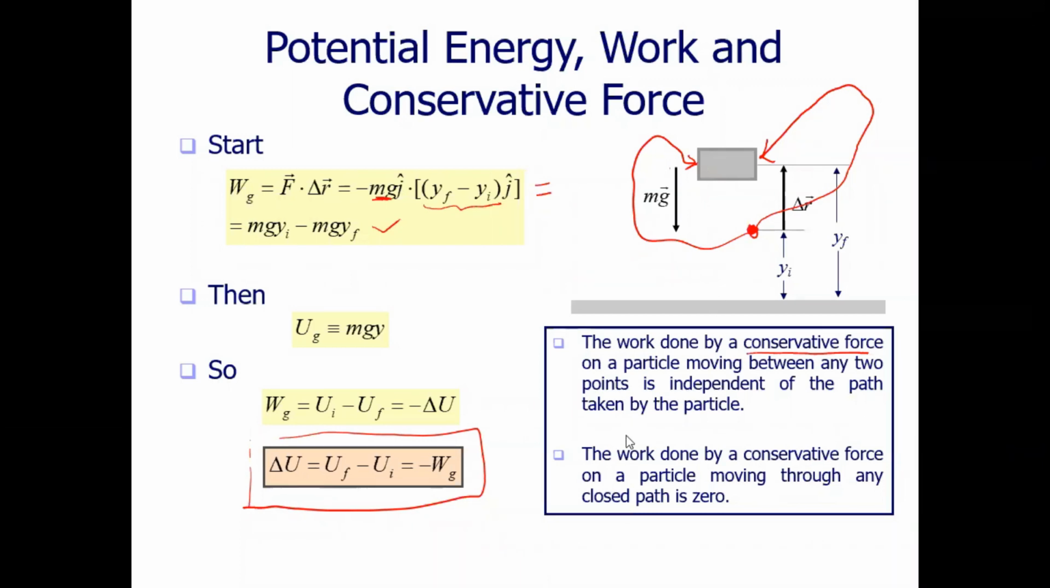So the work done by a conservative force on a particle moving through any closed path is 0. So what does that mean? Assume that the object, when going here, takes up this path, and comes here. This is the first part. And then secondly, you move the object again from where it was back to its initial position.